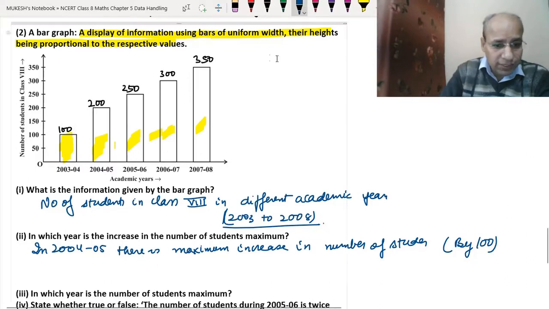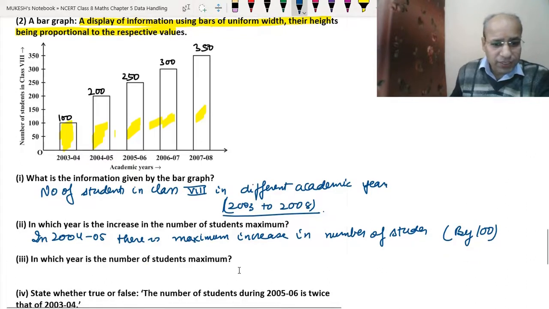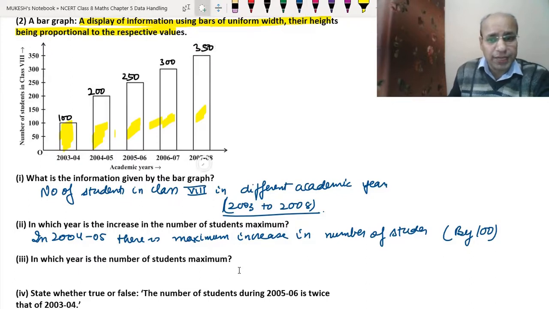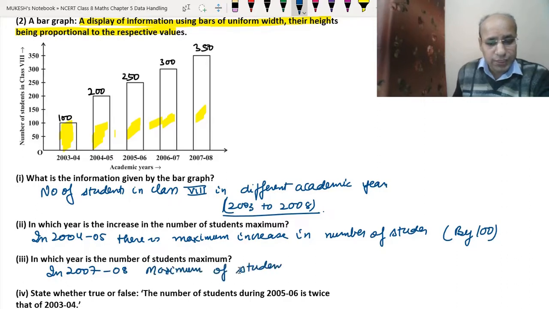Okay. Now what is the next question? In which year is the number of students maximum? As we can see from the numbers I have written, 350 is coming here. So in 2007-8 the number of students is maximum. So what will we write? In 2007-08 the maximum students, and how many students are there? Here we have 350 students in this year.